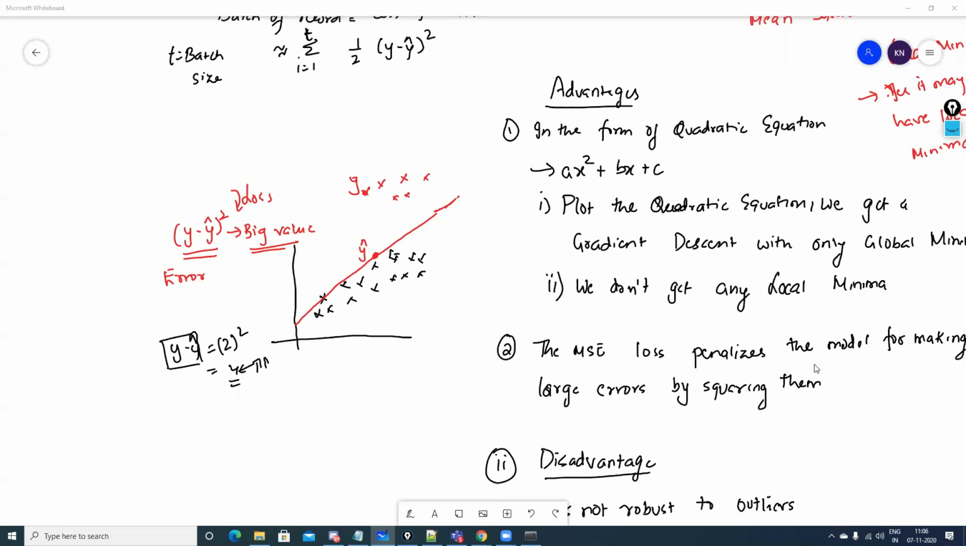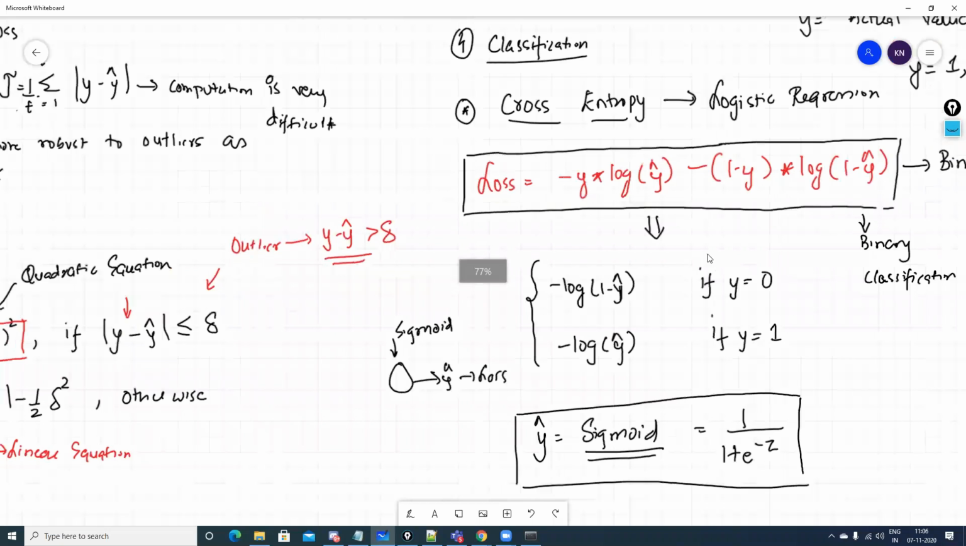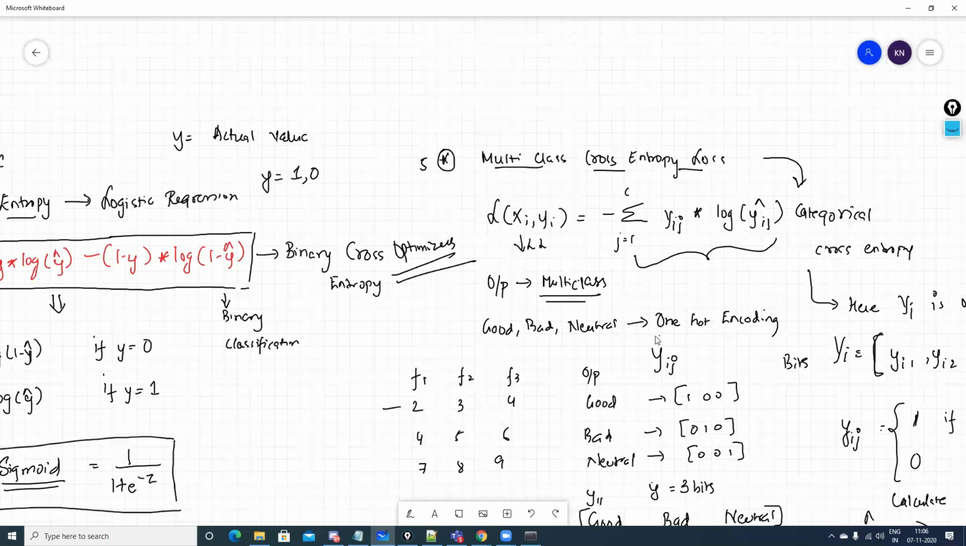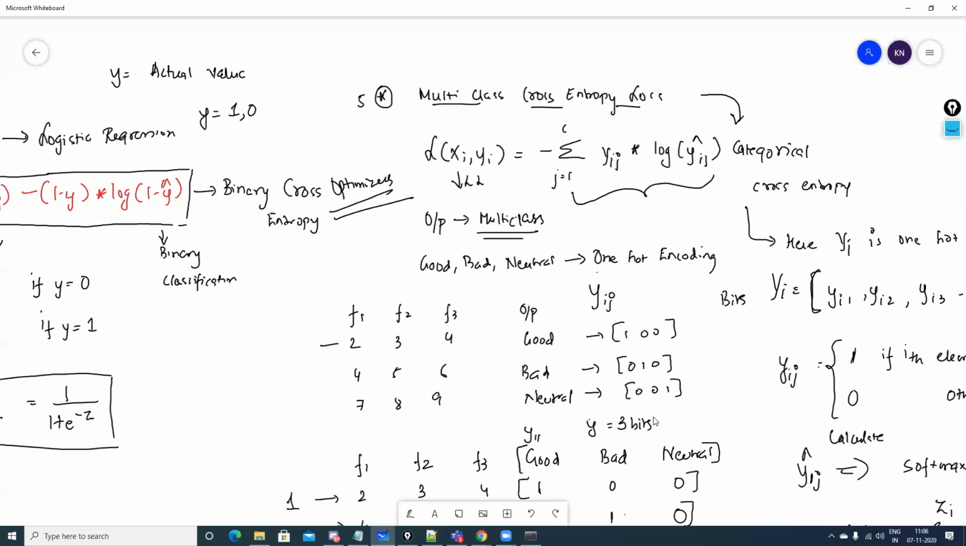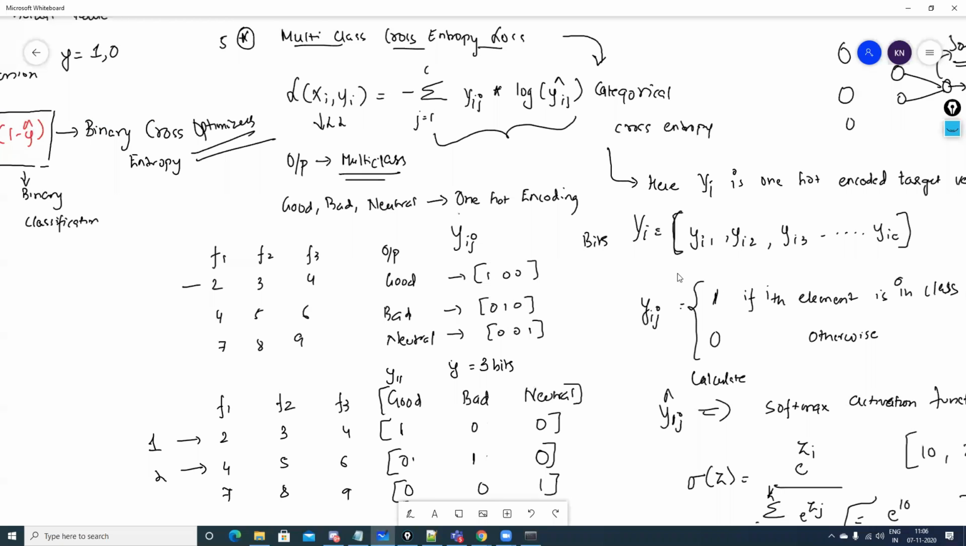There are different formulas. Okay. This is my binary cross entropy formula. This is my multi-class cross entropy formula. The reason why I have written y of ij is because the output is basically represented in the form of one hot encoding. If it is represented in the form of one hot encoding, I have to calculate with respect to this ij itself, right? And how do we calculate this y hat of ij? Basically by using the softmax activation function.